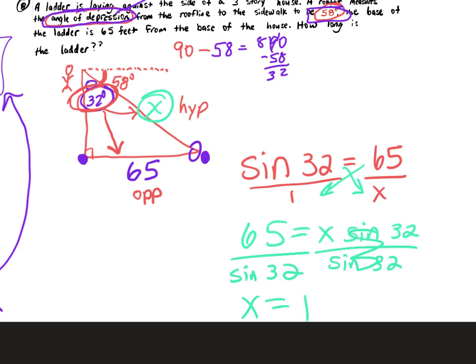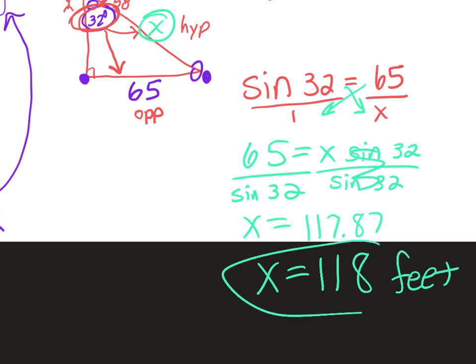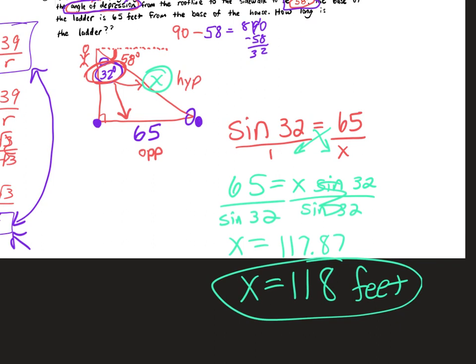118. It's 117 point, what, like 87? Yeah. So if I ask you to round to the nearest foot, you would tell me 118 feet. Now, if you use the wrong trig function, if you set the problem up incorrectly, you'll probably get some wacky answer like the ladder has to be 9,000 feet long or negative something long. So just make sure that you're paying attention to what you're doing.